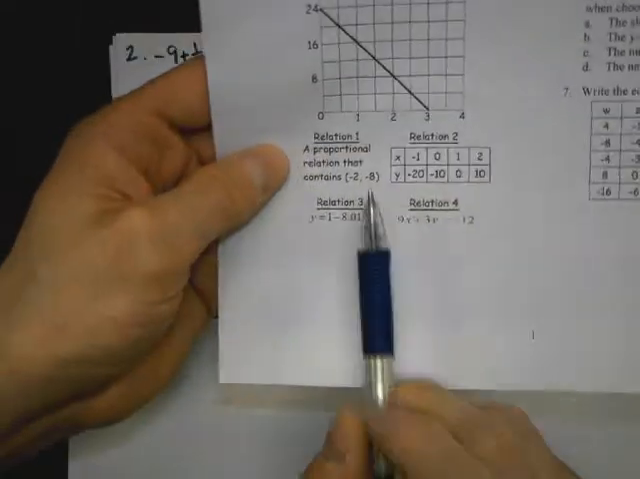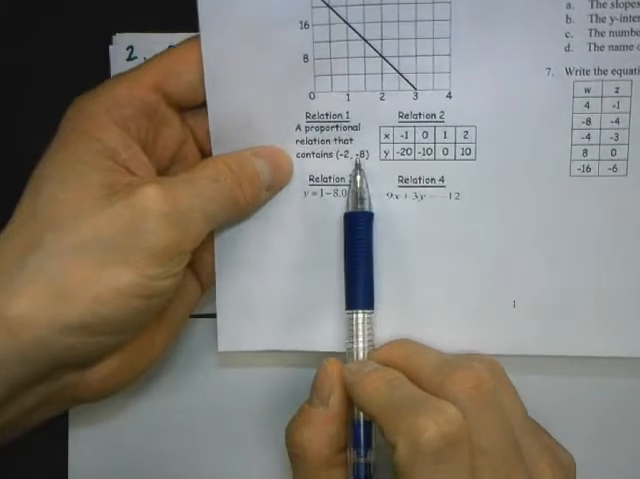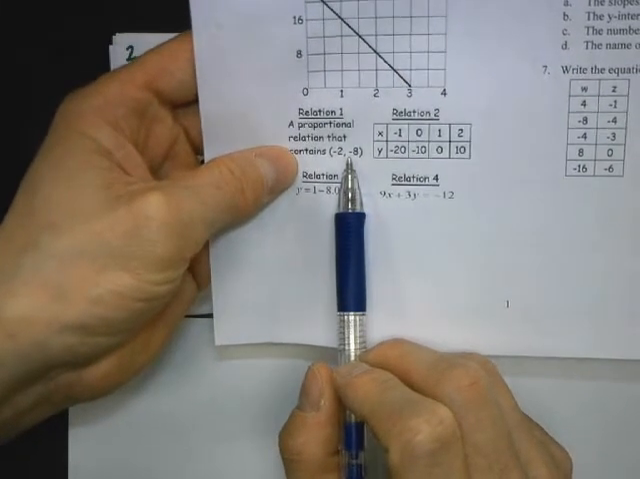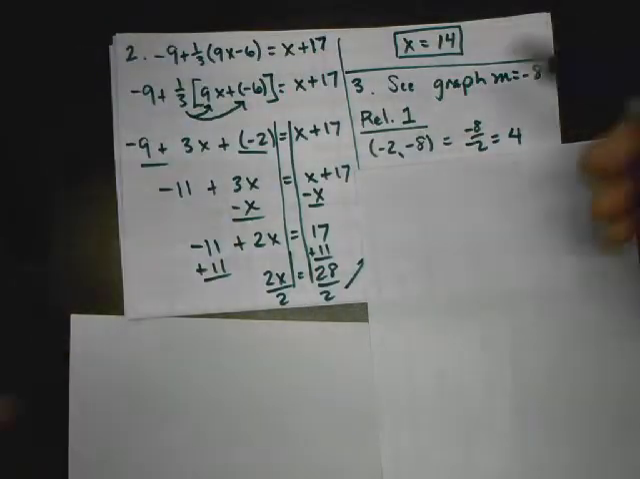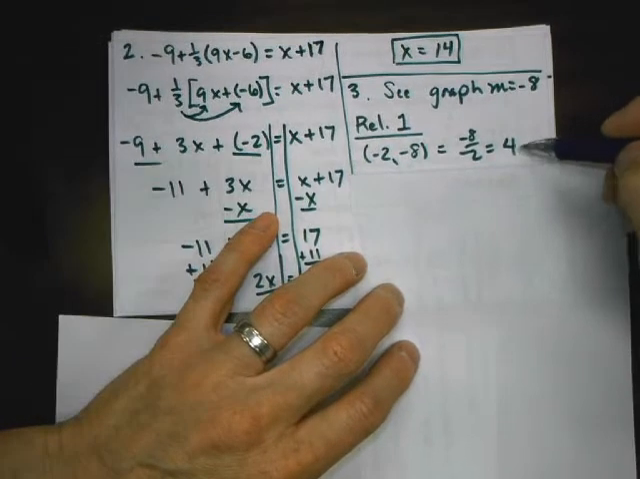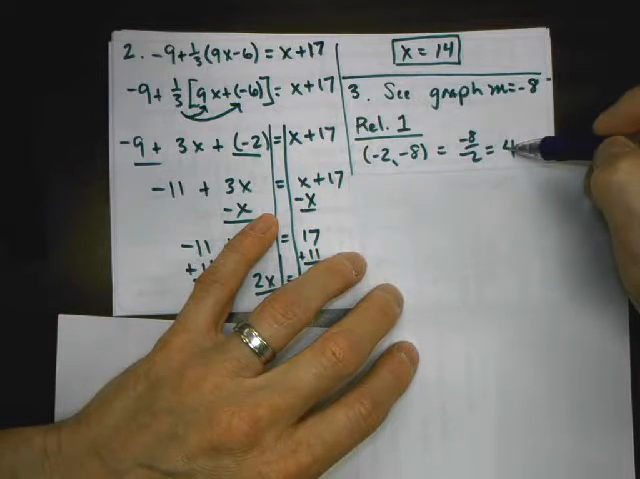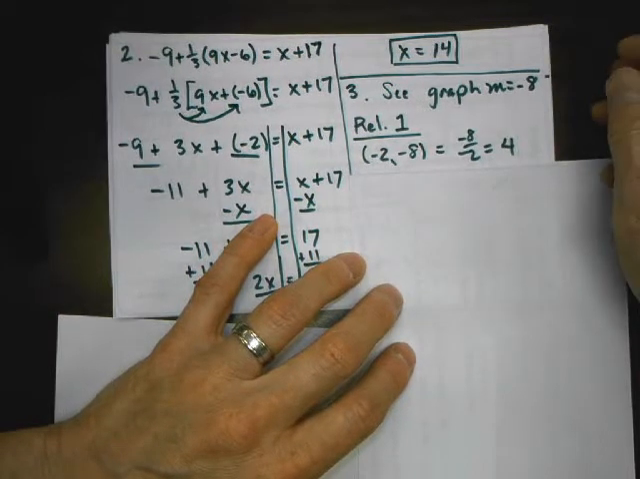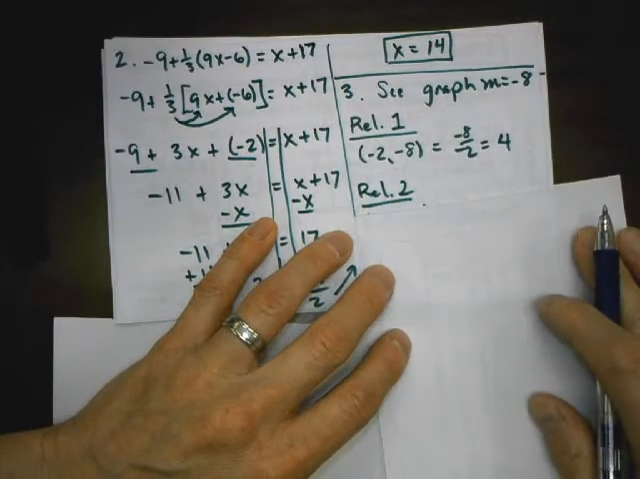So relation 1, they tell us it's a proportional relation, which means that it goes to the origin. It also means I can take a shortcut in finding the slope. I don't need 2 points. I just need 1. So I put y over x and simplify. That's a slope of 4. A slope of 4 is not steeper than a slope of negative 8, because the absolute value of 4 is not greater than the absolute value of 8. So that's not steeper. It'll be shallower. Okay? So don't pick that one.